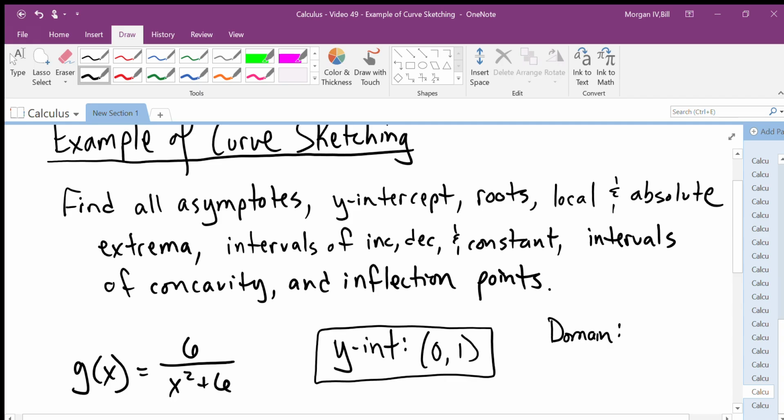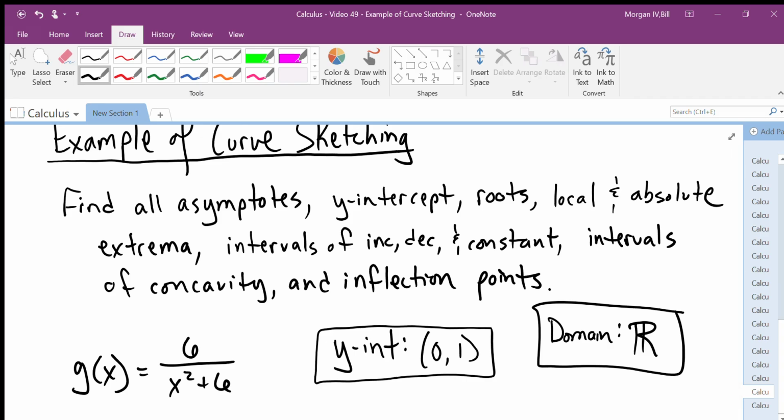But like we found out with the vertical asymptotes, there's no vertical asymptote, no x value that you could plug in here and square it and add 6 to get 0. When you square something that's positive and then add 6, you're not getting to 0. So the domain here is all real numbers. Okay, so asymptotes, y-intercept, roots done. Let's do local and absolute extrema, intervals of increasing and decreasing, constant.